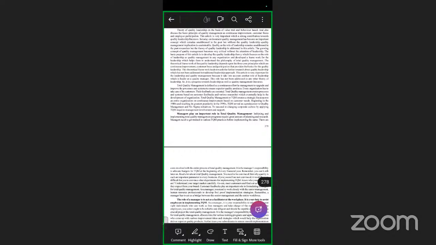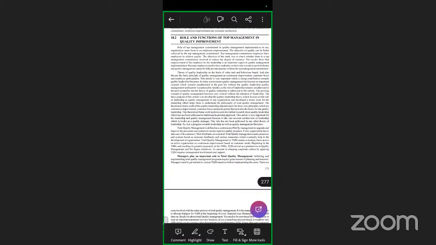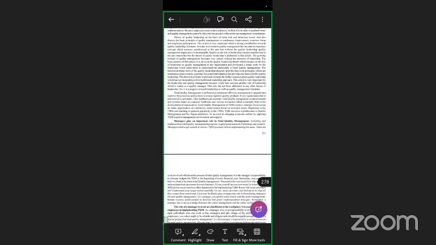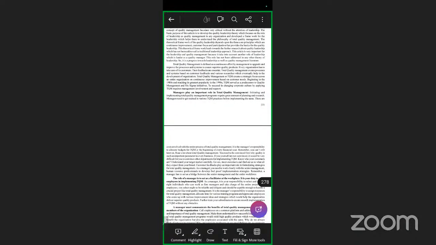Here, managers play an important role in total quality. Of course, the top level managers play a key role in TQM, because they need to initiate implementing TQM in the organization. Once the initiation is there, they need to plan, they need to research, and managers need to get trained in various aspects of TQM and practices before implementing the same.